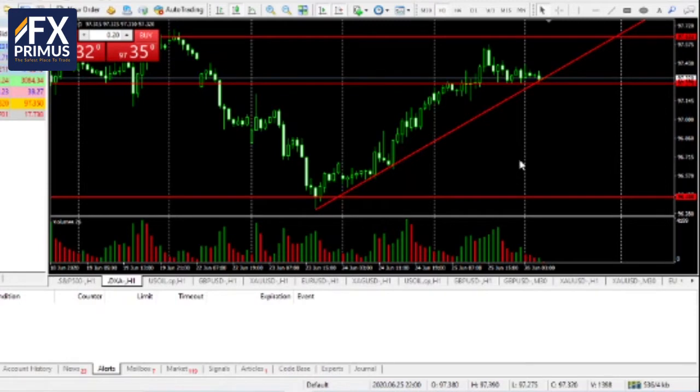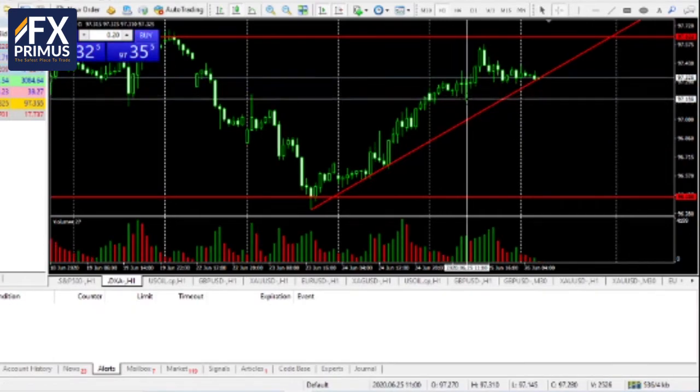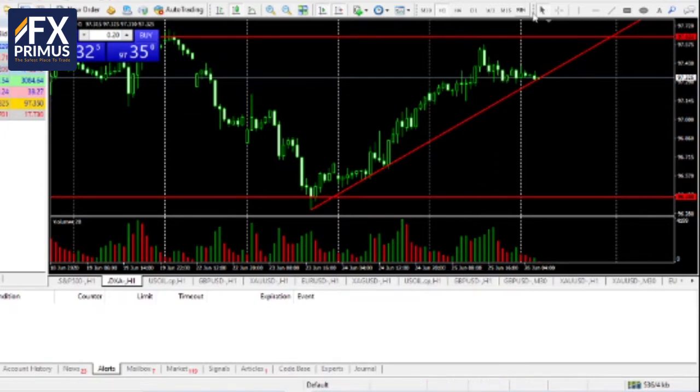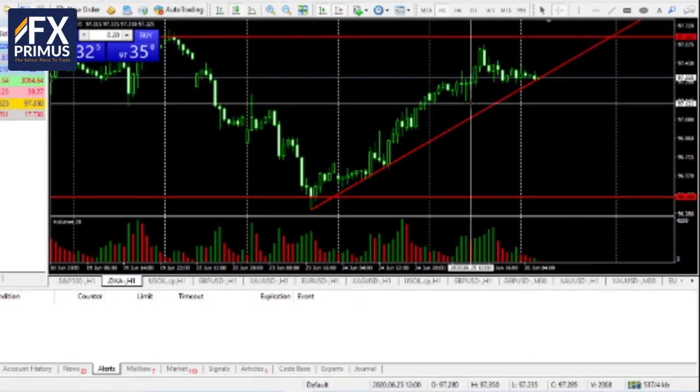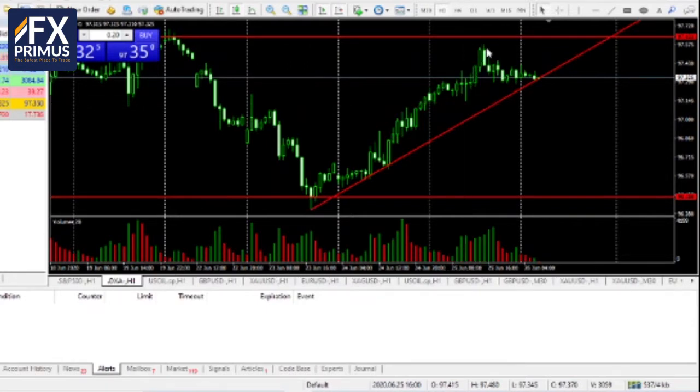So let us start off with the US dollar index again. We can see that the US dollar index for yesterday was pretty quiet. It started to move up at about 1100 hours, 1100 plus 5 hours if you're in Singapore or Malaysia. 11 plus 5 will be 16. This is at 4 p.m. local Singapore and Malaysia time. The US dollar index starts to strengthen.